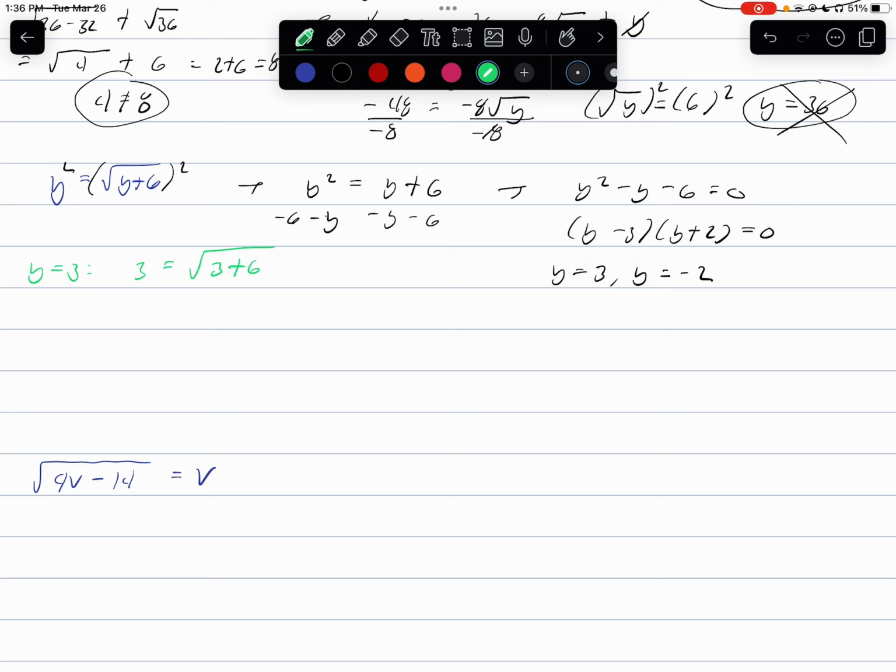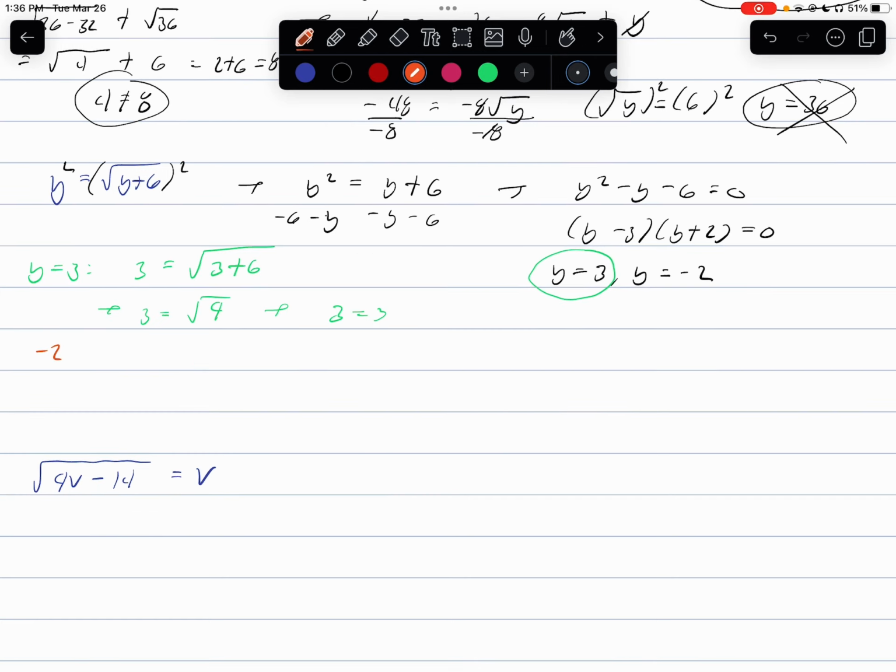3 is equal to the square root of 3 plus 6. Or in other words, we have 3 is equal to the square root of 9, which is just 3 equals 3. So y equals 3 is a valid solution. Okay, and now let's try negative 2.